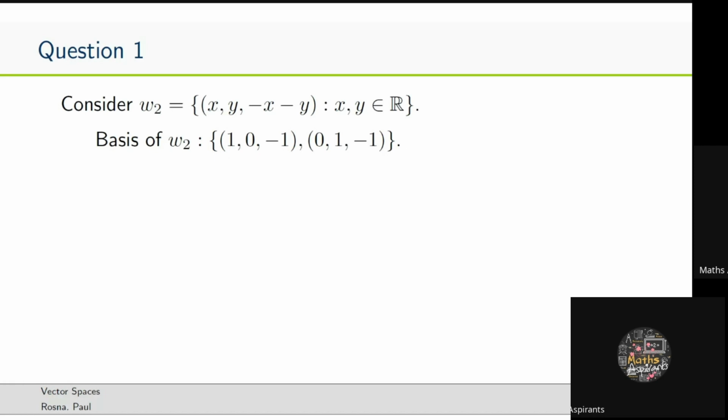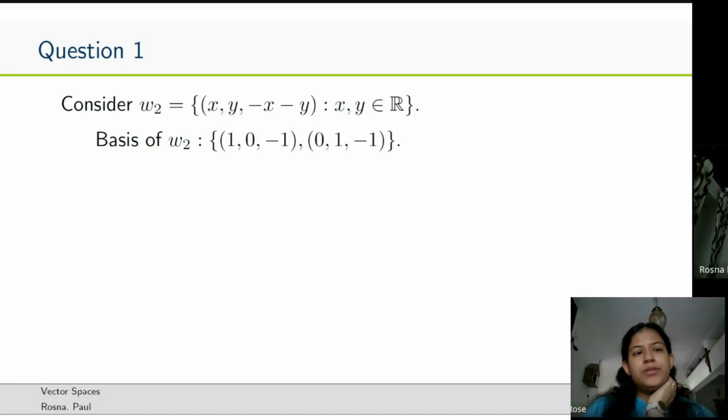Yes, yes. Okay. So now we consider the vector space W2, which has this basis. You can obtain it in the same way by putting some values to X and Y. If you put X equal to 1 and Y equal to 0, you will get 1, 0, minus 1. And if you put X equal to 0 and Y equal to 1, you will get 0, 1, minus 1. So again, it has dimension 2.